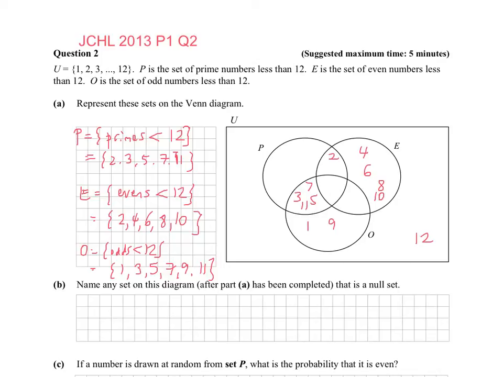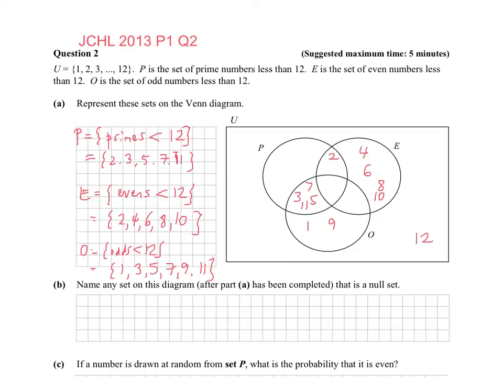So we have all the numbers 1, 2, 3, 4, 5, 6, 7, 8, 9, 10, 11, 12. They're all in there somewhere. And just to double check, if we think about it, we have no elements in the intersection of E and O because the evens and the odds are mutually exclusive. A number can't be in both evens and odds. So it makes sense that section there should be empty.